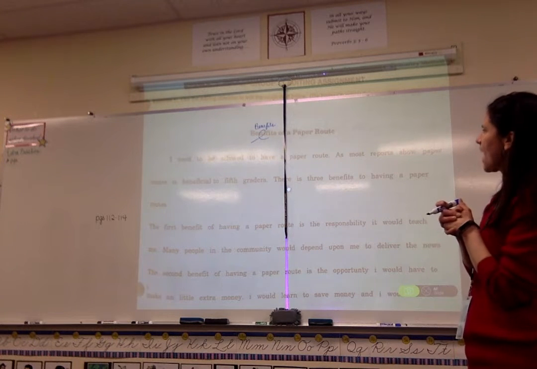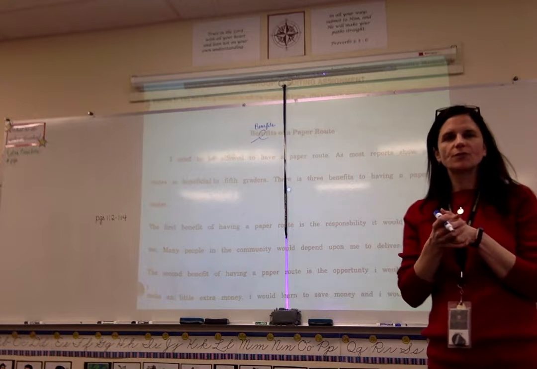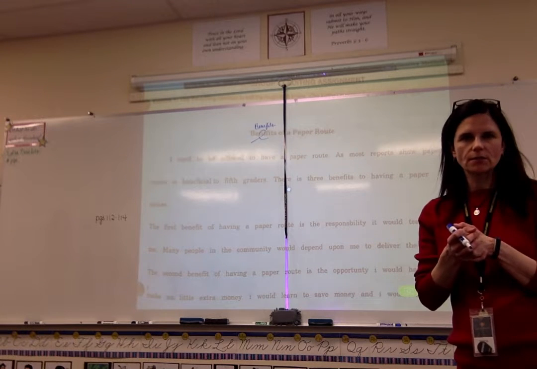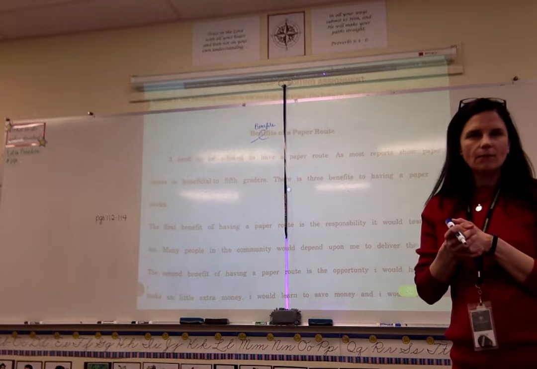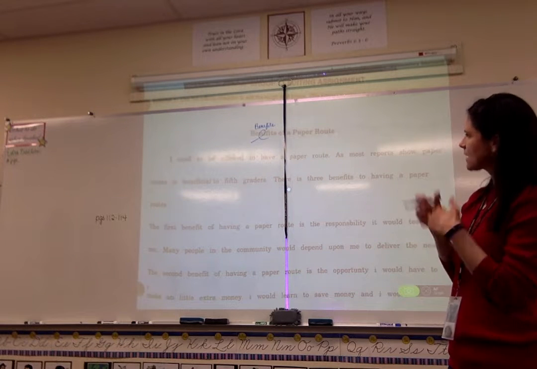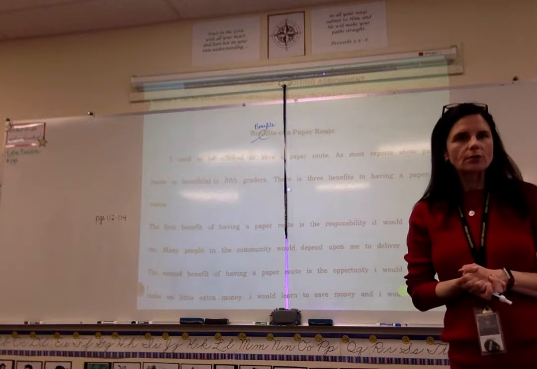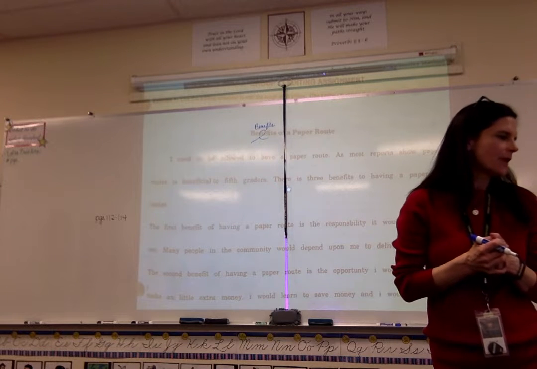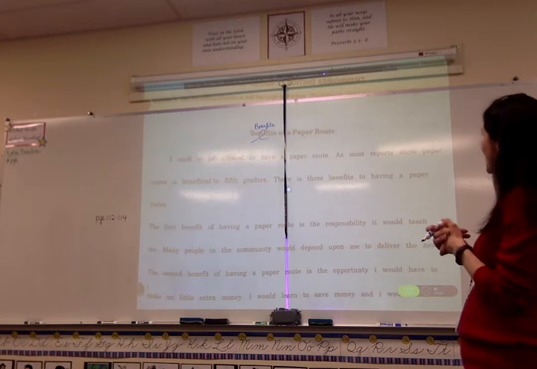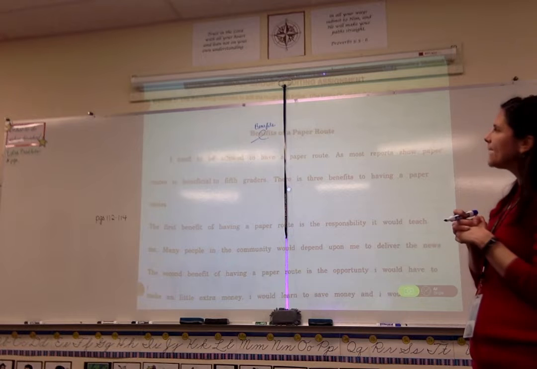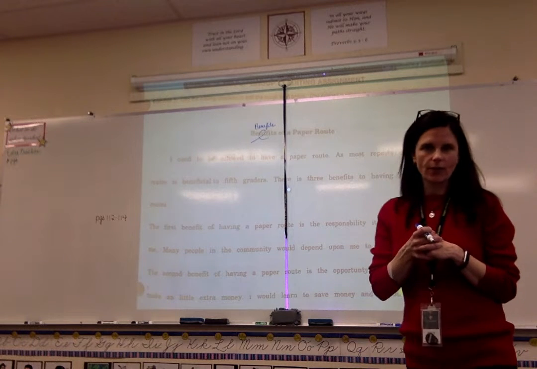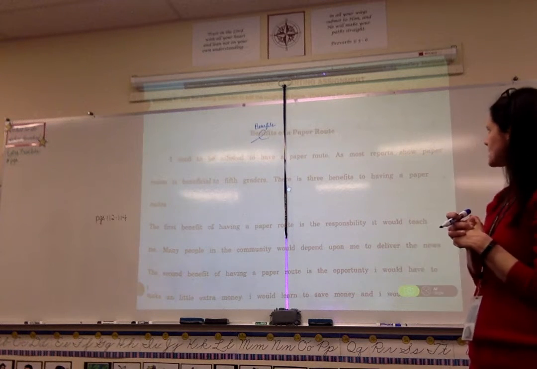All right, let's take a look at the first sentence. I need to be allowed to have a paper route. Now, do we see any errors in the first sentence? I don't see any. My subject and verb agree. I don't see any misspelled words. I think the first sentence is okay. Let's go ahead and look at the second sentence. As most reports show, paper routes is beneficial to fifth graders. Okay, I see a couple of things.